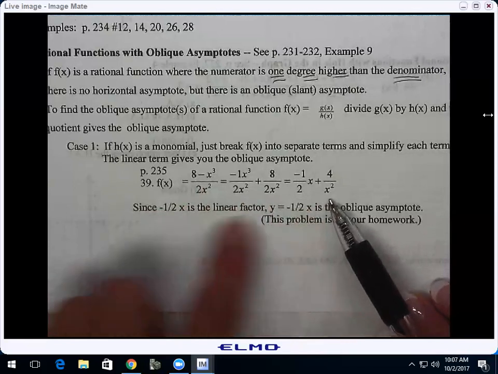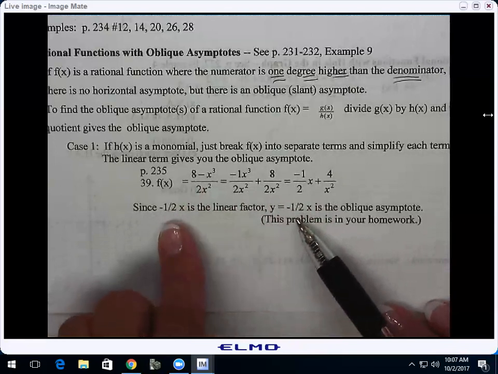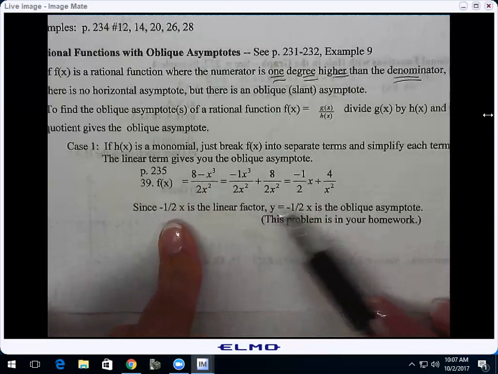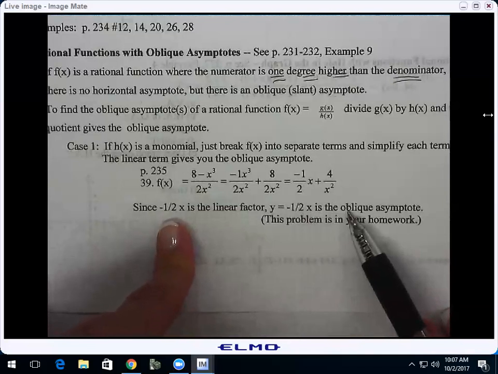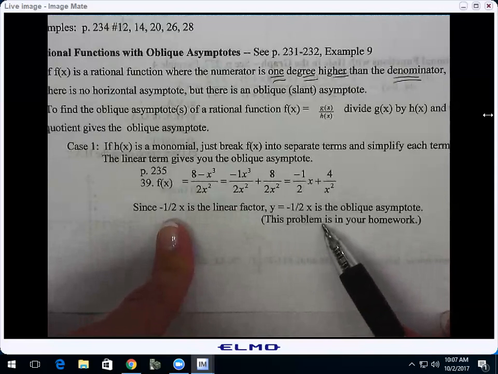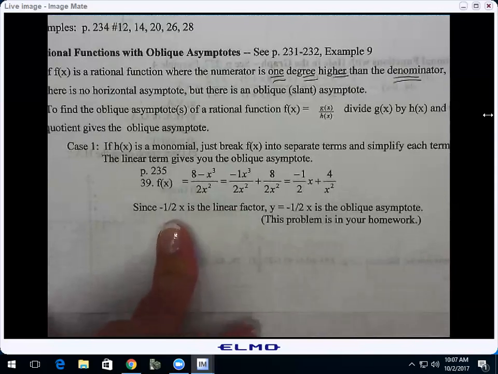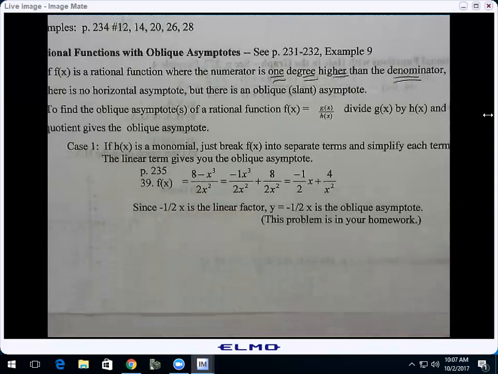This part, negative 1/2 x, y equals negative 1/2 x is the oblique asymptote. Y equals what you get when you do the division. That's your oblique asymptote. And that is one possible way that you could handle that division. Now, I'm not going to finish that problem because it's in your homework. When you get to number 39 on your homework, you can look at that to remember how we found the oblique asymptote.